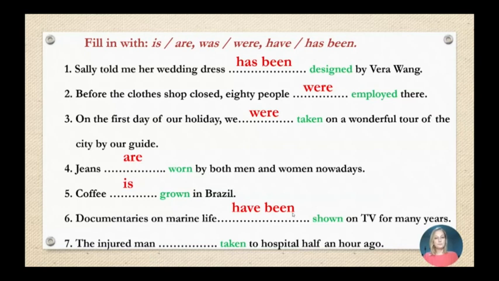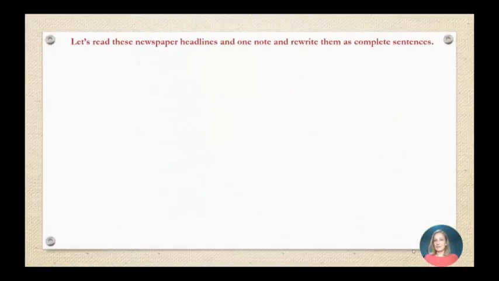And the last one, the injured man taken to hospital half an hour ago. Okay, we have ago, so everything is clear here. We have to use past simple. The injured man is singular, so we have to use was. That's right. The injured man was taken to hospital half an hour ago. Great.